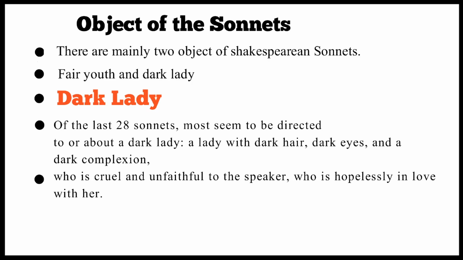The second object of the Shakespearean sonnets is the dark lady. Of the last 28 sonnets, most seem to be directed to or about a dark lady, a lady with dark hair, dark eyes, and a dark complexion, who is cruel and unfaithful to the speaker, who is hopelessly in love with her. Her character is not very good. She is basically dark by character. So, this was basic information about Shakespearean sonnets.